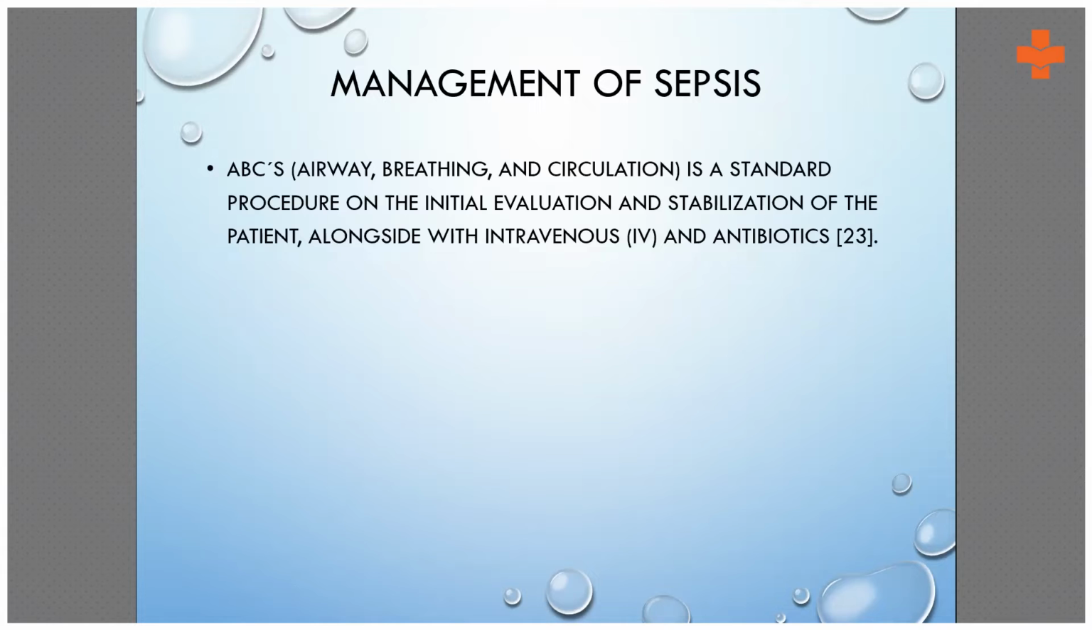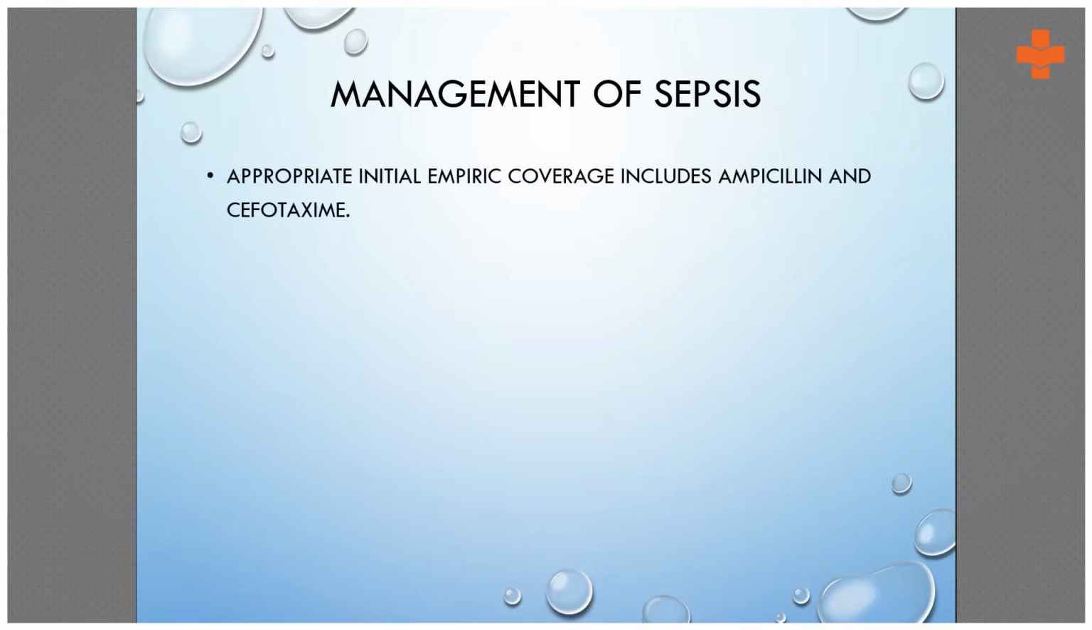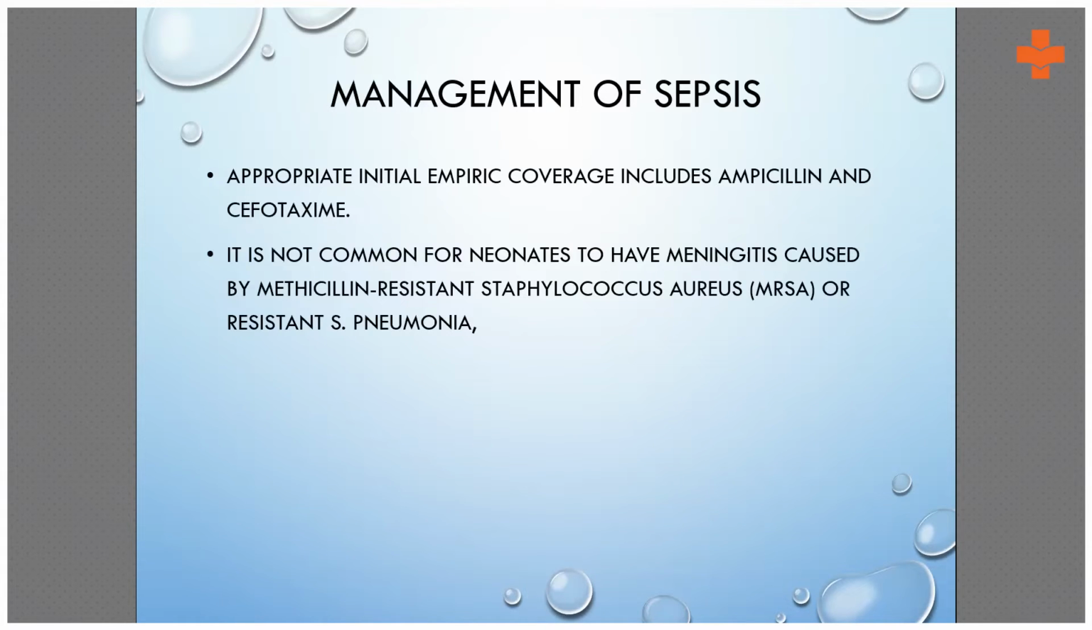procalcitonin levels. Now, management: we all know A, B, C, that is airway, breathing, and circulation, is the standard procedure in the initial evaluation and management of a baby. Lumbar puncture with CSF analysis and culture, peripheral blood cultures, and specific blood markers like procal levels should be done. Normally in our NICUs, we start with ampicillin and cefotaxime, or ampicillin and gentamicin. That is the best line of medications to start.